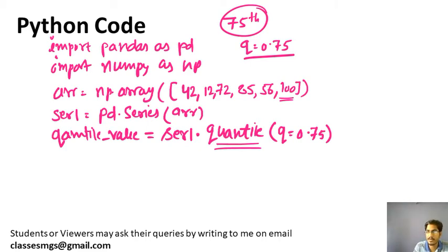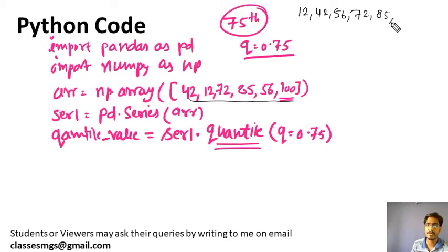Let me do the calculation for you. Okay, let me calculate the 75th quantile here so that you can understand. So for calculating the 75th quantile, what do we need to do? First sort this data. Sorting this data will give 12, 42, 56, 72, 85, 100. So here there are 6 values, and n will be 6. Now this is step 1.